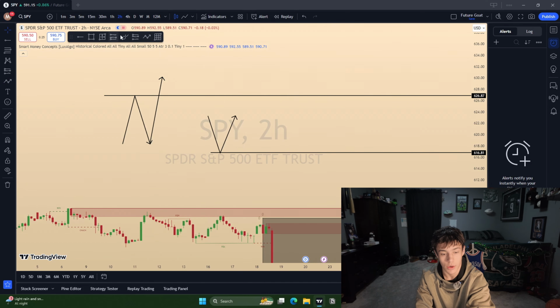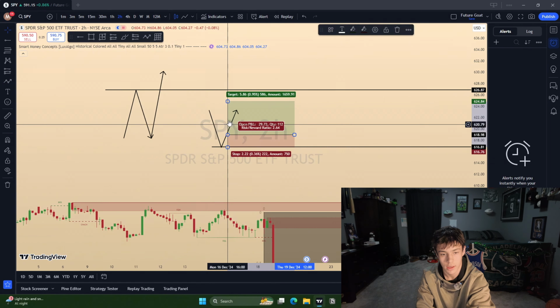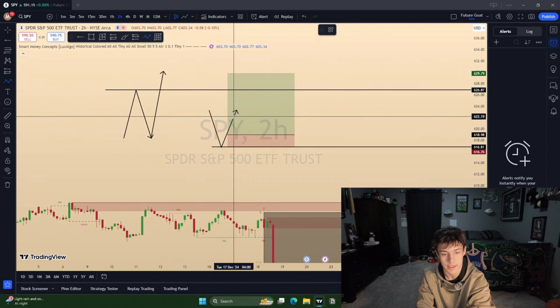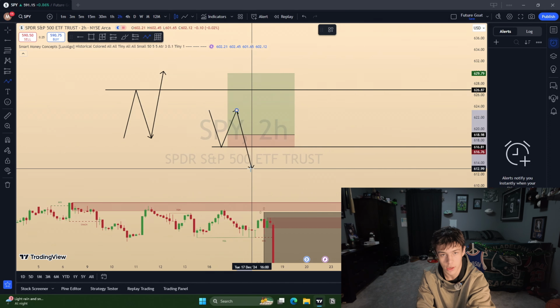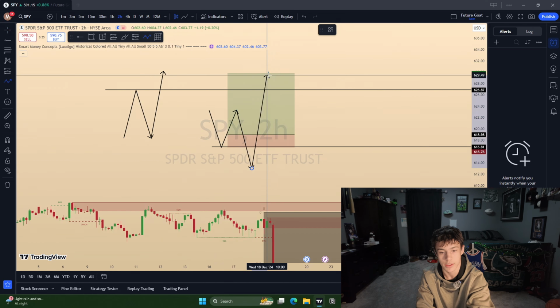Same thing works on the opposite end. Some traders might be in trades that look like this with their stop loss below this low and their take profit somewhere above. But these institutions come in, push price below, stop people out before pushing price back up the way that they want it to go.